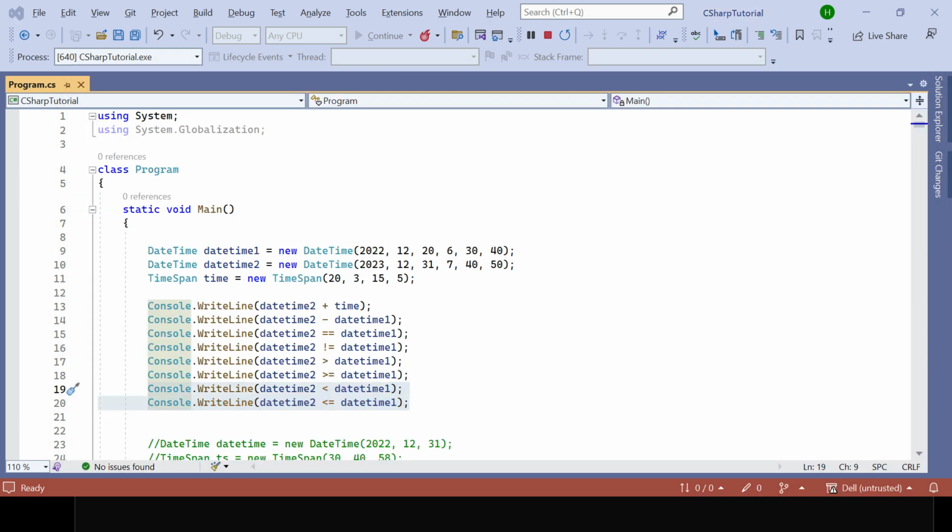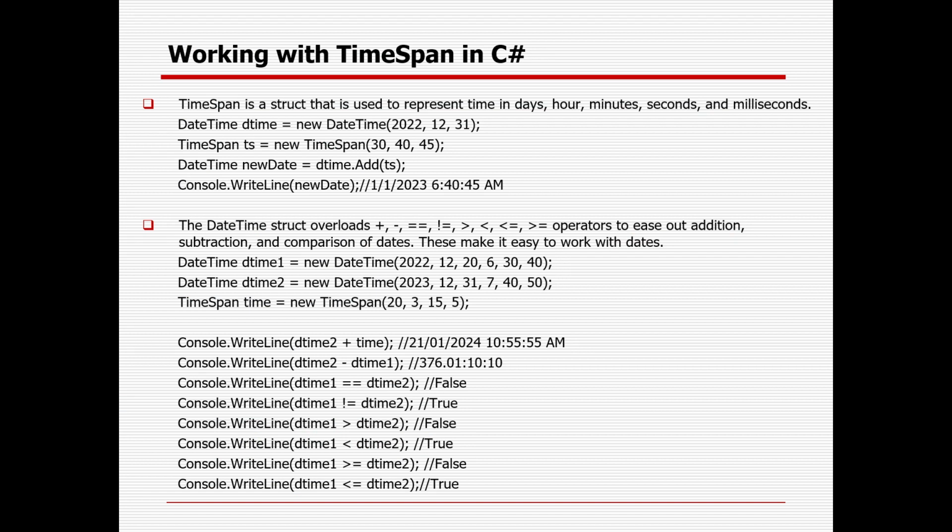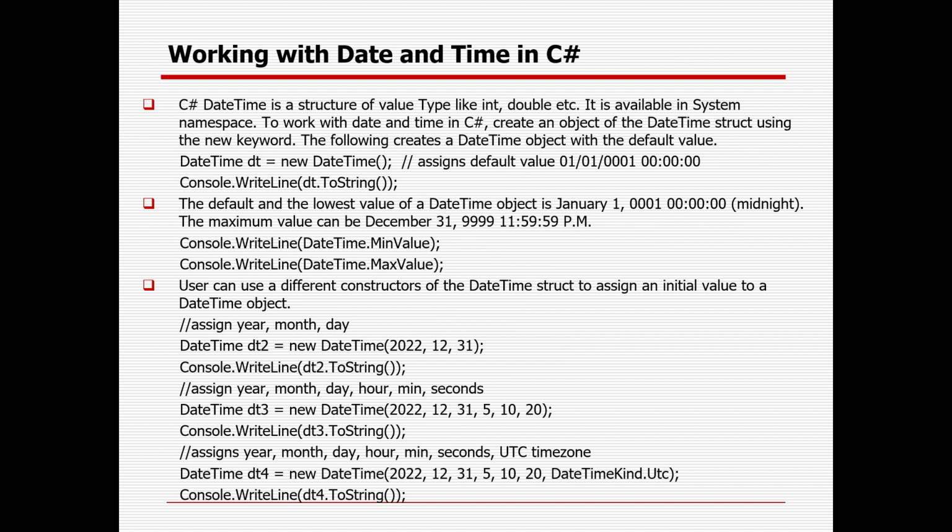So that is the way you can deal with the different date, time, and DateTime structures and call the relevant methods. DateTime and TimeSpan are both structures available in C#. You can create an object, get the default, minimum, or maximum date and time. You can use the DateTime structure constructor to assign the year, month, day, hour, minute, second on any particular UTC time zone.